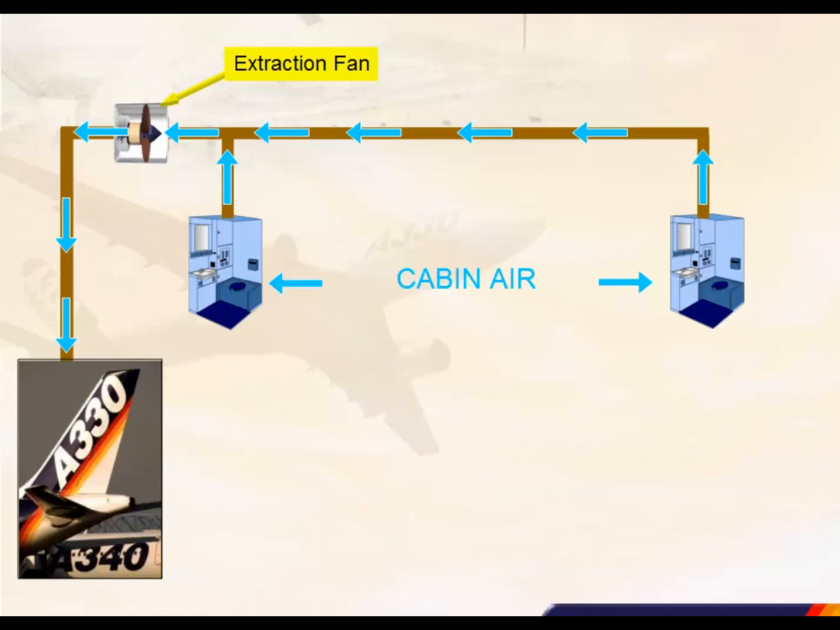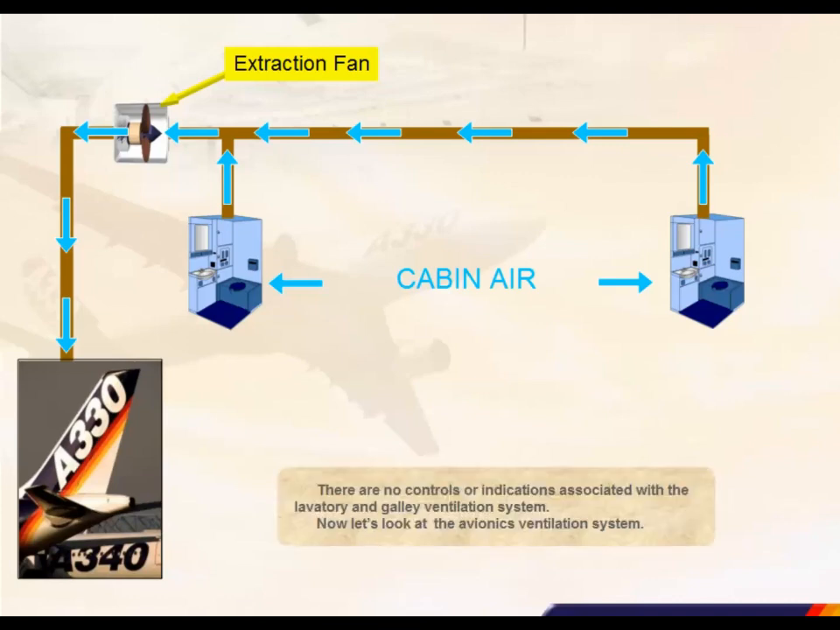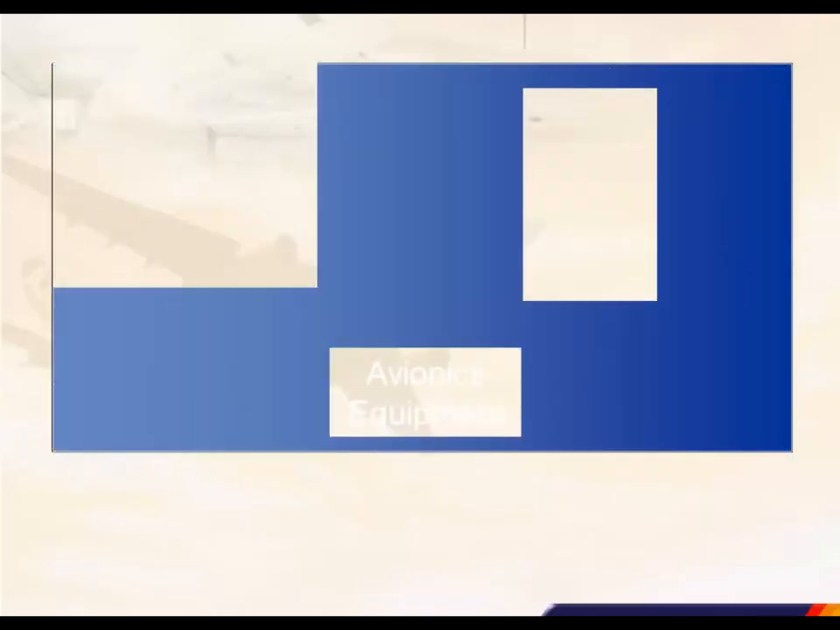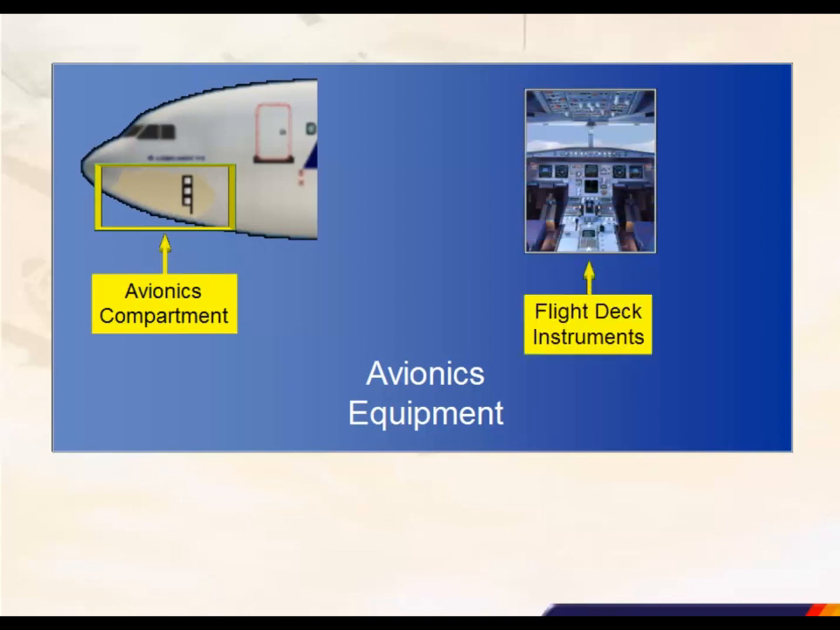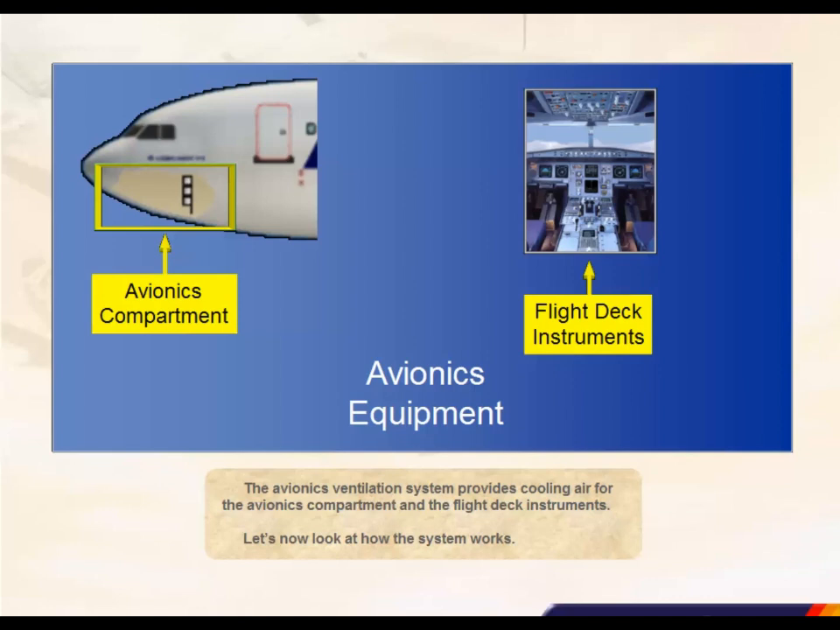Now let's look at the avionics ventilation system. The avionics ventilation system provides cooling air for the avionics compartment and the flight deck instruments. Let's now look at how the system works.